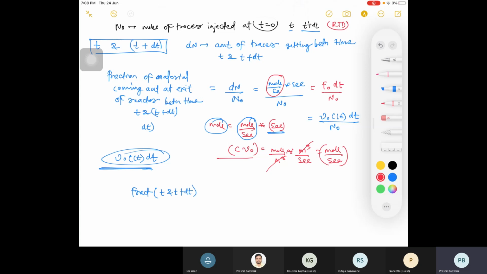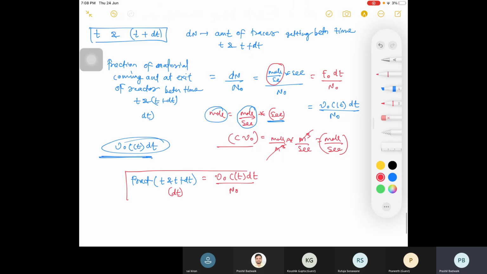So this is your material coming between T and T plus dt, and I am writing the fraction of material between T and T plus dt. That means your material in dt is equal to nu naught ct into dt, divided by n naught. That is the initial moles you injected. So this is your fraction of material.